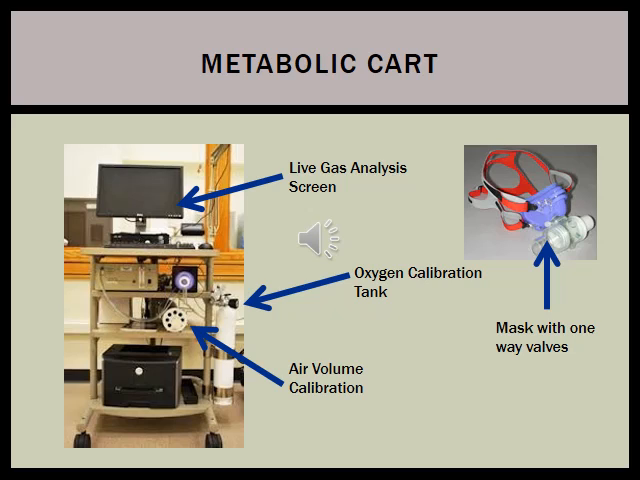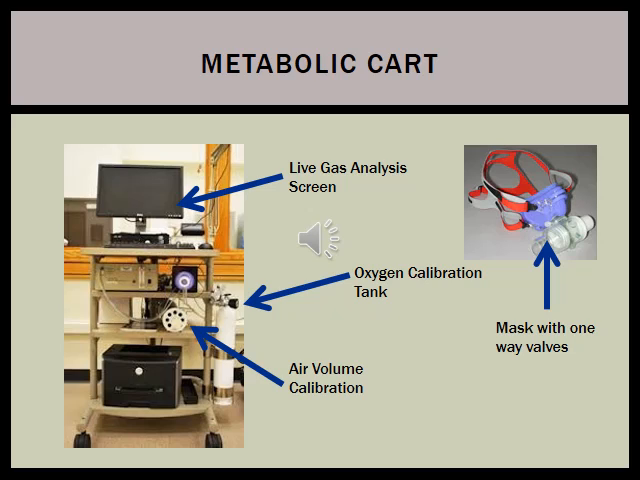An oxygen calibration tank is used to calibrate the metabolic cart prior to use. The air volume calibration is used to measure air volume. It's very similar to a set of lungs. So it calibrates based on the approximate air volume in a person's lungs.